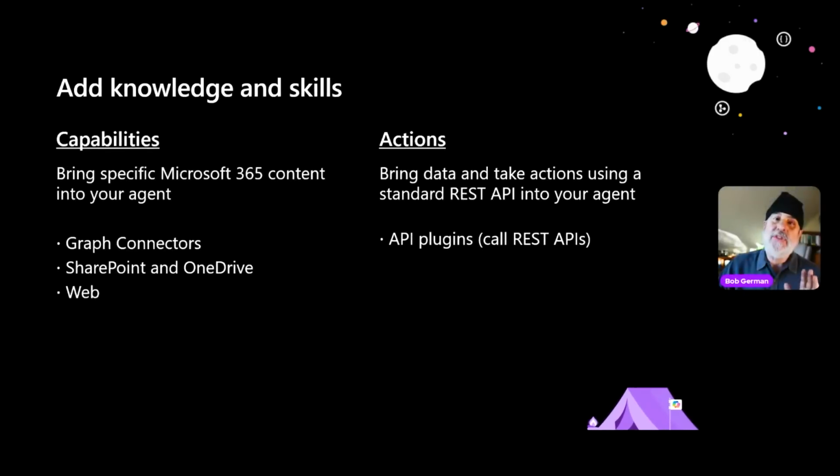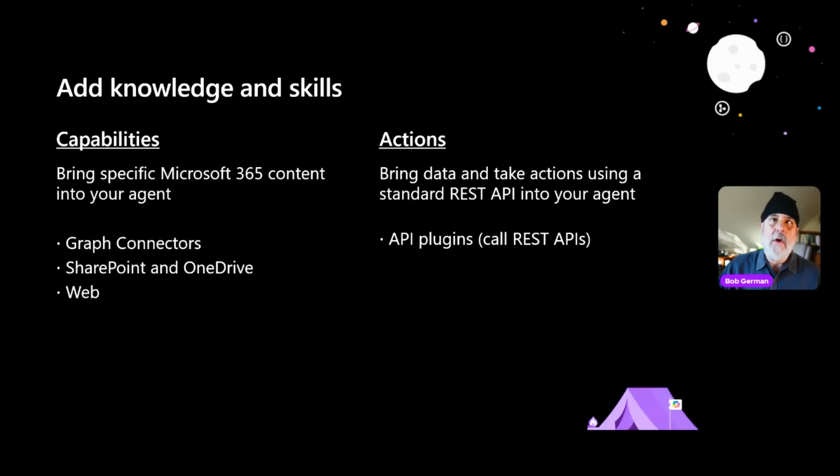But this is just the beginning. What you're seeing is simply instructions, so basically prompt augmentation that's built in. Where it gets really powerful is when we use capabilities to bring specific focused Microsoft 365 content into your agent, and actions where we use a normal REST API to take action and to pull in data that you have in your applications outside of Copilot. If you want to see more about that, just stay tuned because Waldek Mastykarz and Garry Trinder are going to go deep on that in just a few minutes.